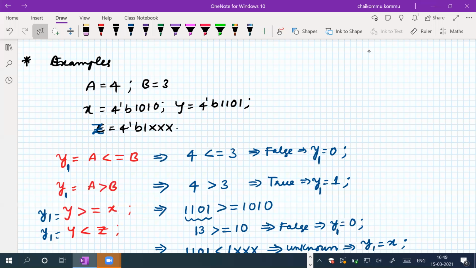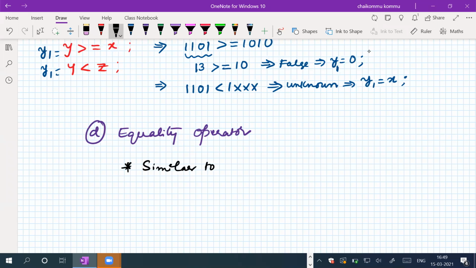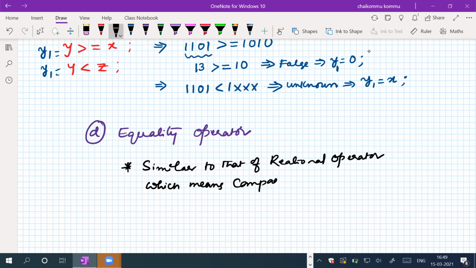Equality operator. Okay, so it is also similar to the comparison operation, but it will check the equality. So therefore, it is similar to the relational operator, which means comparison happens.